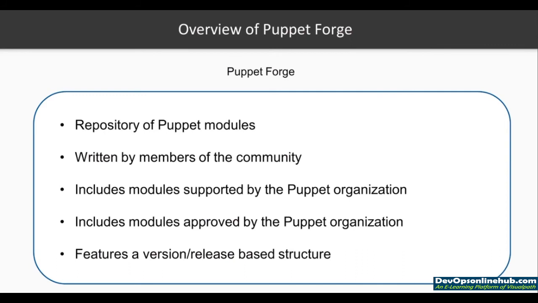Puppet Forge is a repository of modules where Puppet users from all around the world can upload and publish Puppet modules to be used by the rest of the Puppet community. Some modules of the Puppet Forge are supported by the Puppet organization and some are approved. Puppet Forge has a version or release-based structure where users can download a specific version of the module without the danger of breaking infrastructure with new or changed code. At present, there are over 4,800 modules hosted in Puppet Forge.